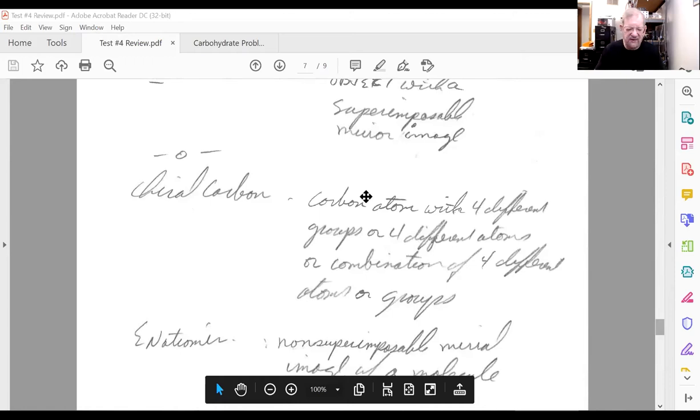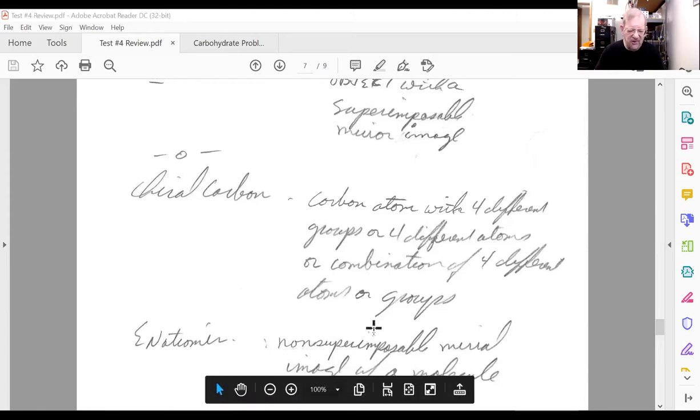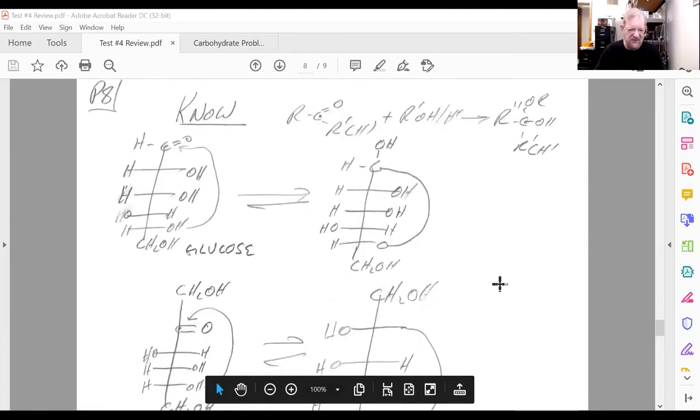Let's move this up here. Another thing you should know, not the definition, but how to draw, is an enantiomer. An enantiomer is a non-superimposable mirror image of a molecule. And we'll do that in the practice problems later today too.